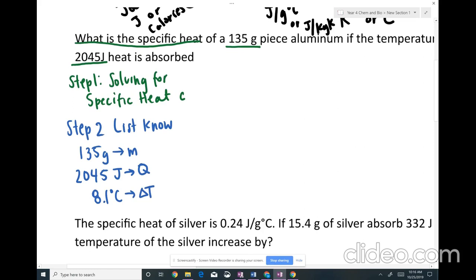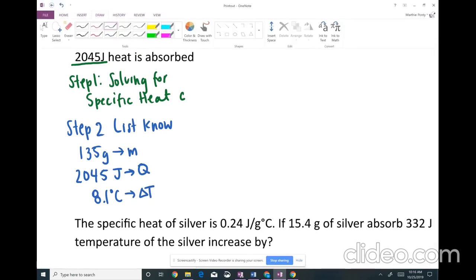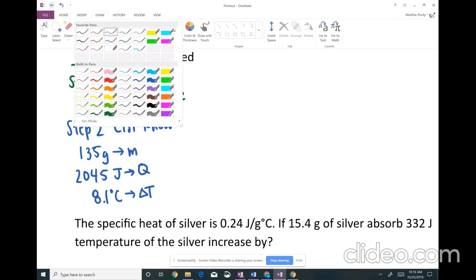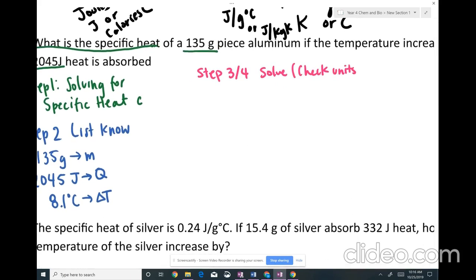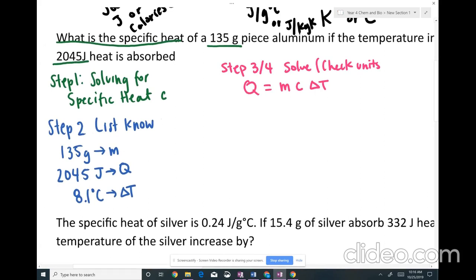Now I'm going to solve and check for units. So I'm going to change my pen over here. We're going to solve and check units. All right, so that's going to be our next thing on here. First of all, I like to write my equation, which is Q equals MC delta T. I'm going to plug in everything from step 2 up here.